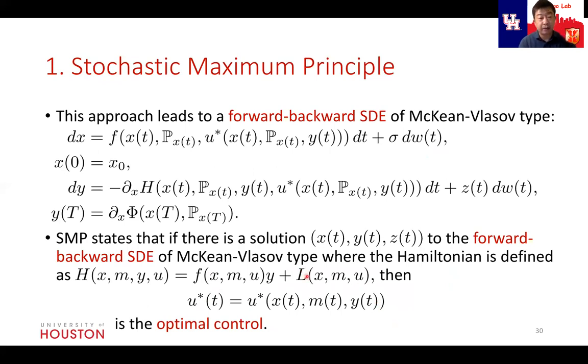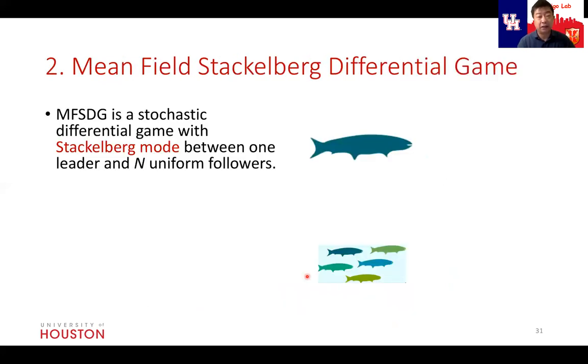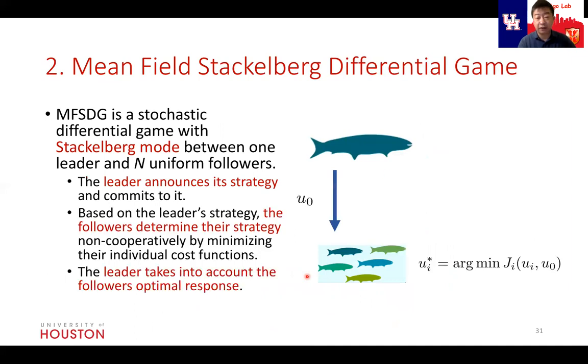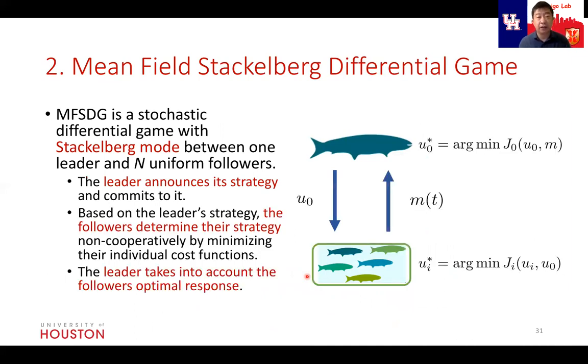So basically, this is the mathematics: how can you represent the previous iteration, and then the next one is a mean field. And then the next one is the mean field Stackelberg game. Basically, it's a static game with a cycle mode between the N leader and M uniform followers. The leader anonymously announces a strategy, and based on this leader's strategy, the followers determine their strategy, competing non-cooperatively with each other.